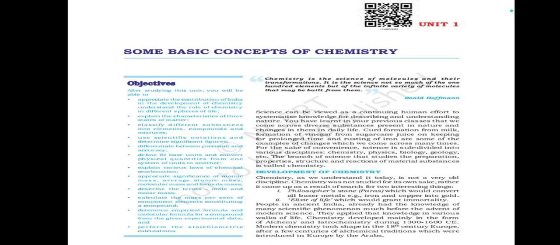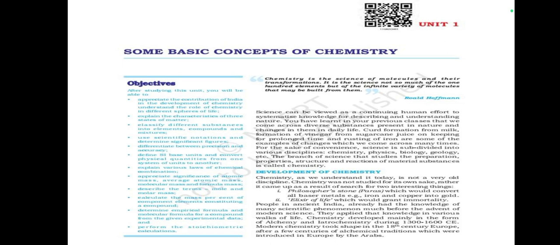Development of chemistry. Chemistry, as we understand it today, is not a very old discipline. Chemistry was not studied for its own sake, rather, it came up as a result of the search for two interesting things: the philosopher's stone, which would convert all baser metals, e.g., iron and copper, into gold; and the elixir of life, which would grant immortality.